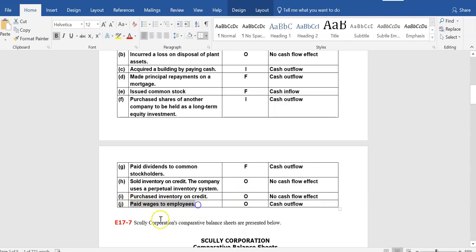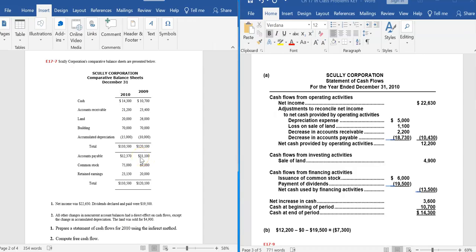Paid wages to employees, that is an operating activity, and it is a cash outflow because we are paying wages to employees. All right, let's take a look at this exercise that has us preparing a statement of cash flows.